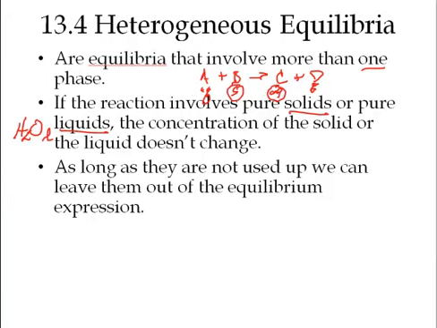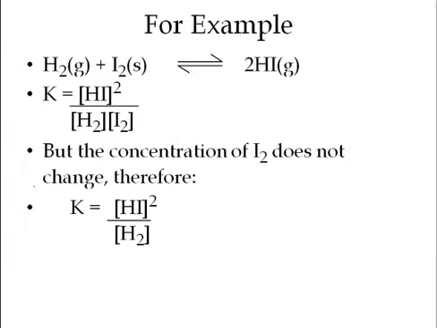So let me just show you an example of that. Here we have iodine in the solid state up here, and then we have hydrogen in the gas state and HI in the gas state. Now normally we would write the expression out like this: products over the reactants. However, since iodine is in the solid state, and that concentration is not going to change, the equilibrium is going to be based on the concentrations of the HI and the H2.